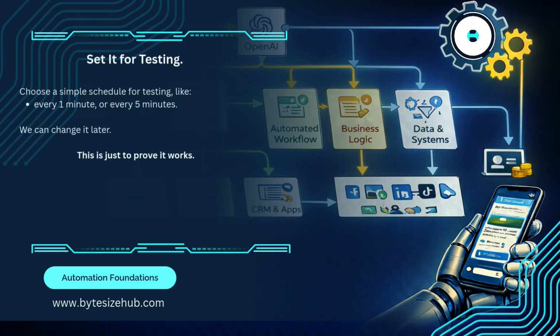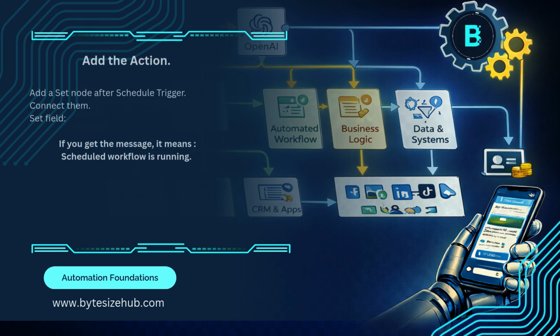Set it for testing. Choose a simple schedule for testing, like every 1 minute or every 5 minutes. We can change it later. This is just to prove it works. Add the action. Add a set node after schedule trigger. Connect them. Set field. If you get the message, it means scheduled workflow is running.